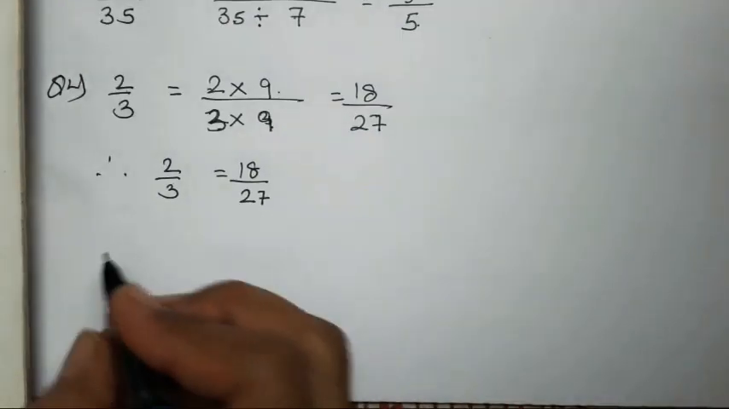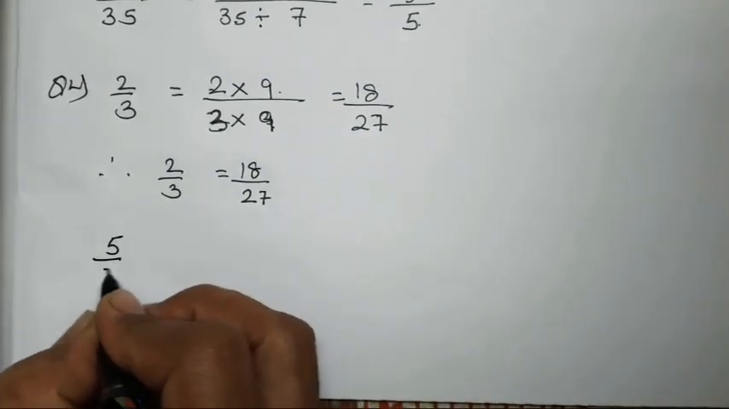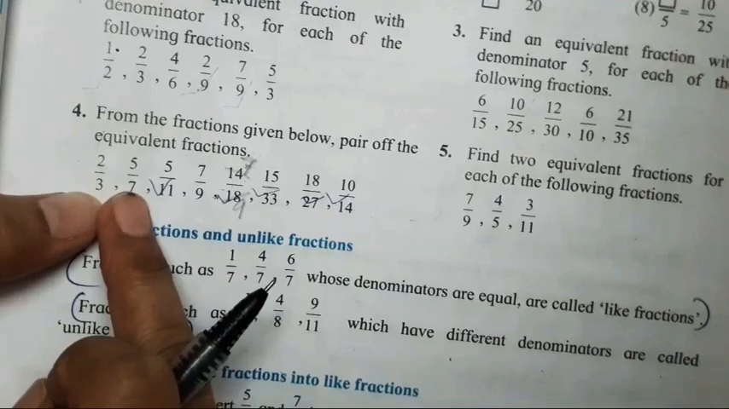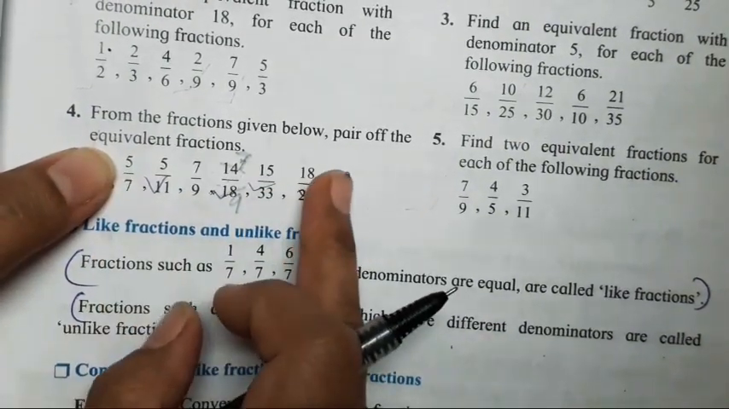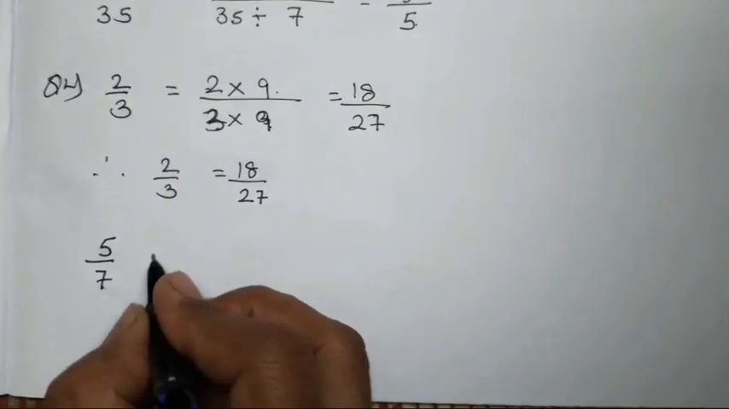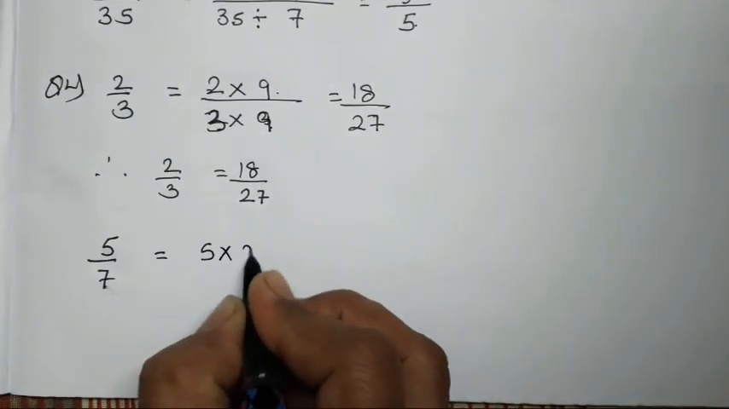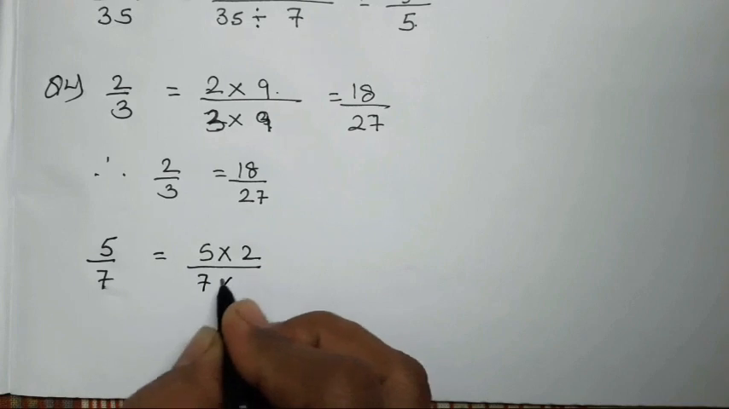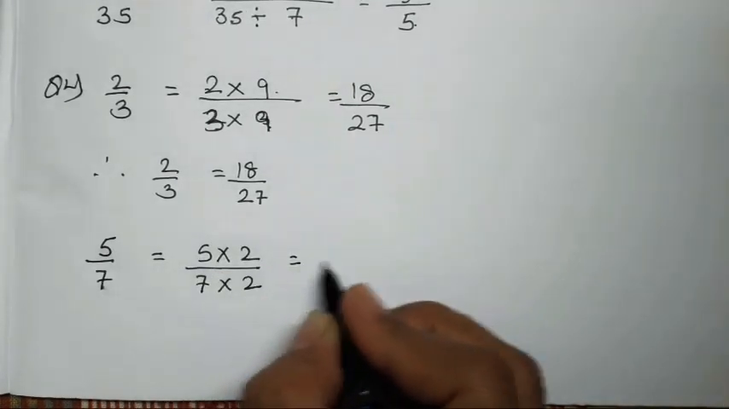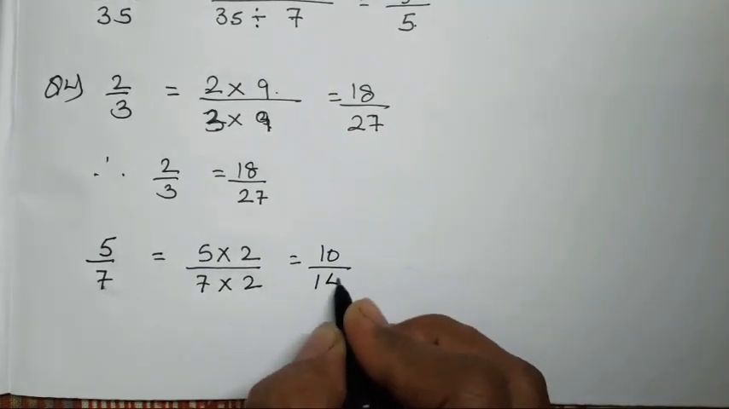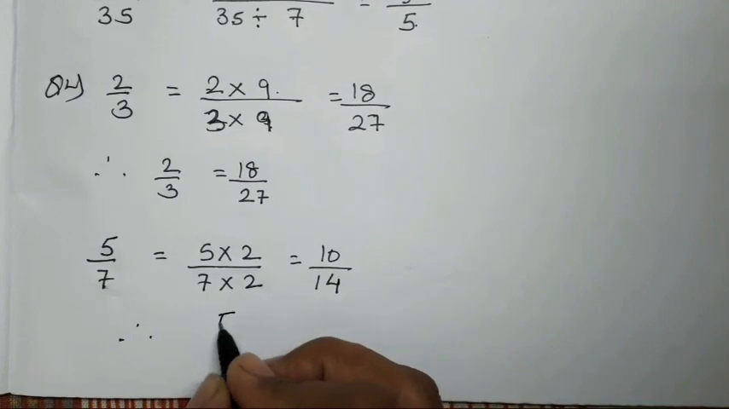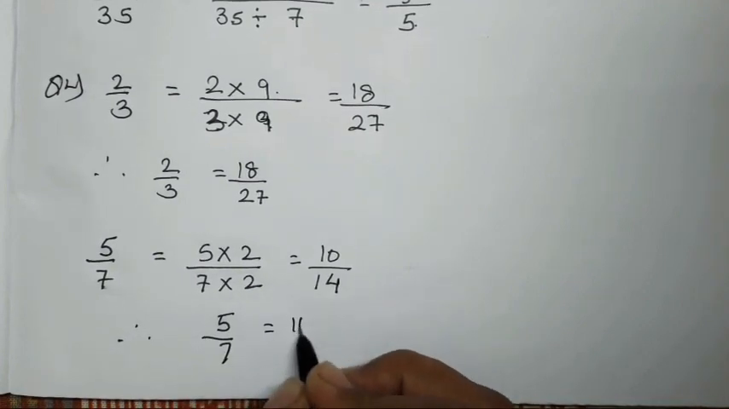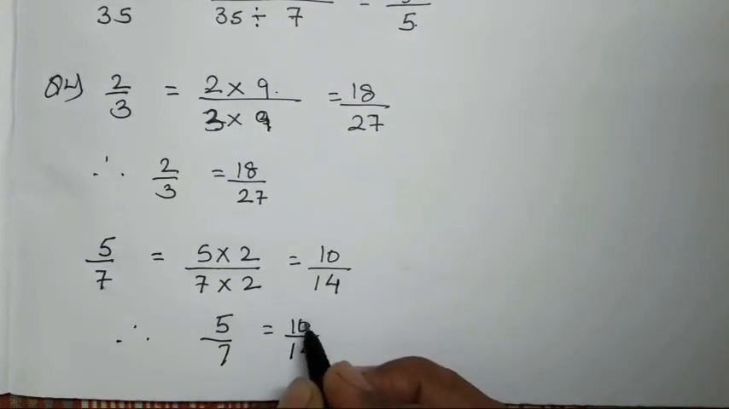Next pair is going to be 5 upon 7. Now what is going to be the pair for 5 upon 7? It is going to be 10 upon 14. How? 5 if we multiply it with 2 and 7 if we multiply it with 2, the answer is going to be 10 and 14. So the pair is there. Therefore 5 upon 7 is equal to 10 upon 14.